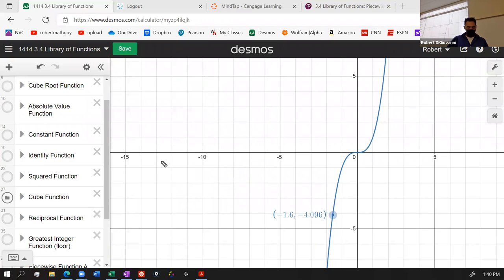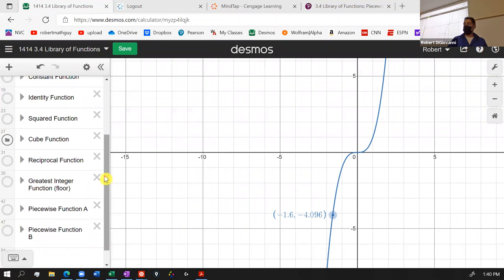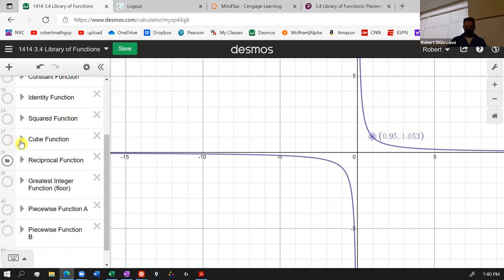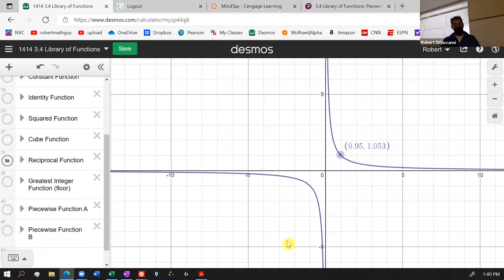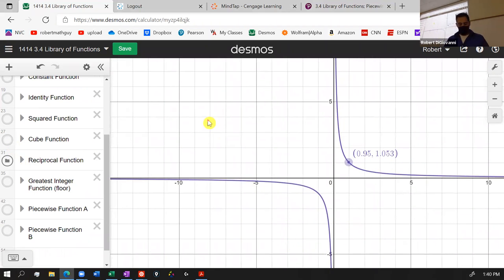All right, moving on. The reciprocal function. The reciprocal function. This is another very important function. It is the function f of x equals 1 over x.